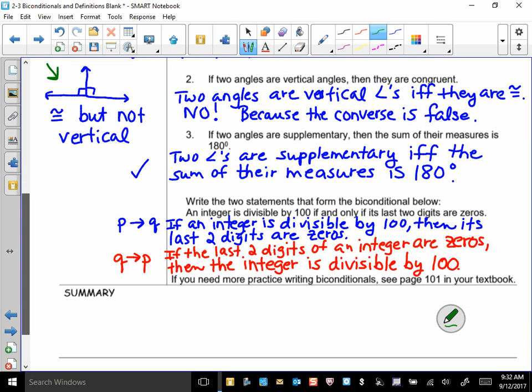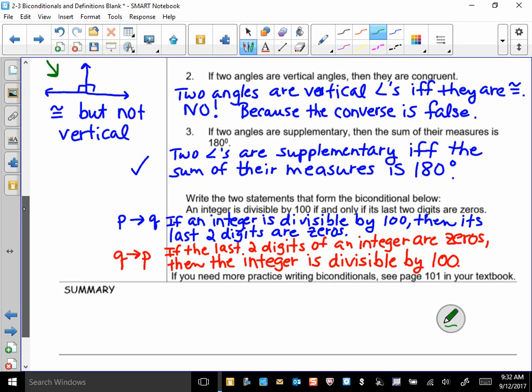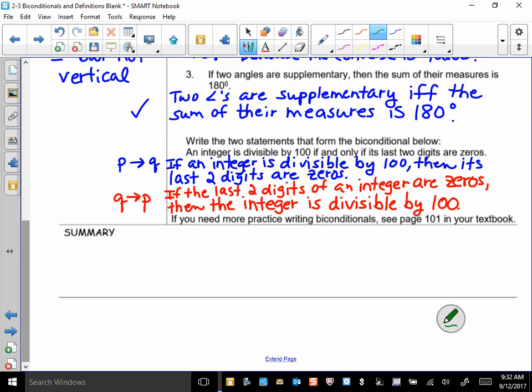And number 3 says if 2 angles are supplementary, then the sum of their measures is 180 degrees. And that's true. The converse would say if the sum of the measures of 2 angles is 180, then they are supplementary. We know both of those are true, so we can write it as a biconditional. That's actually the definition of supplementary angles. And finally, we have a biconditional, and it says write the 2 statements that this biconditional is made from. So I wrote the conditional here. I wrote the converse here. Both the conditional and converse are true, so we do have a good biconditional.